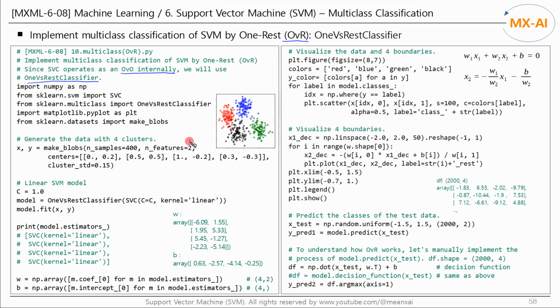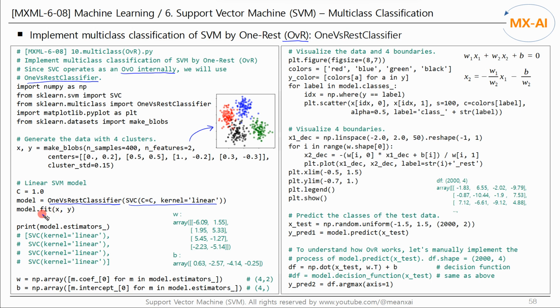The data we will use is like this. As used in the previous video, it consists of 4 classes. Create a OneVsRestClassifier model. We use the linear SVC as the base model. We can also create a nonlinear SVC model using RBF or polynomial kernels.